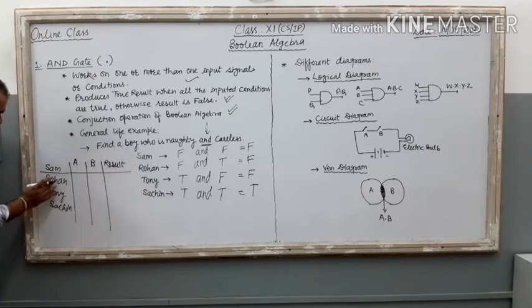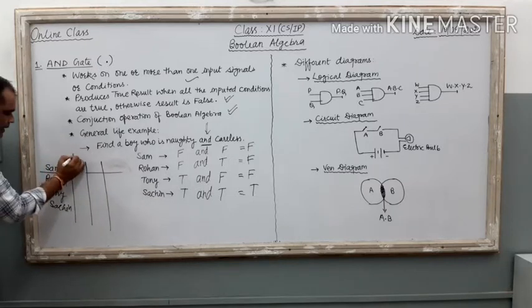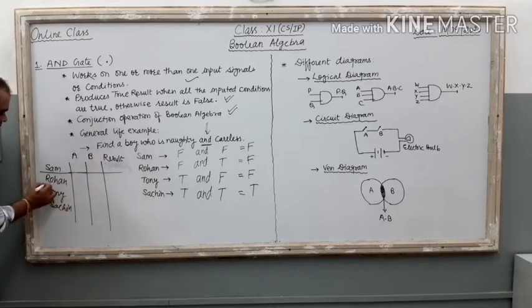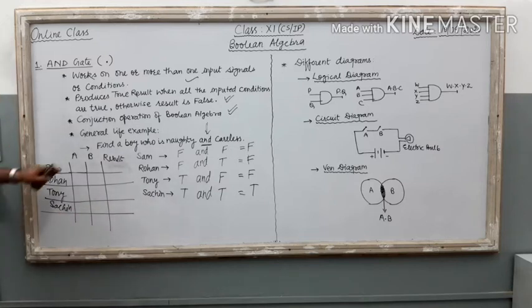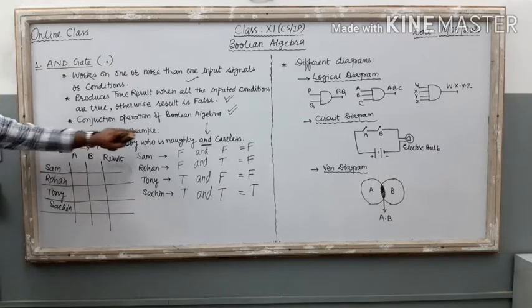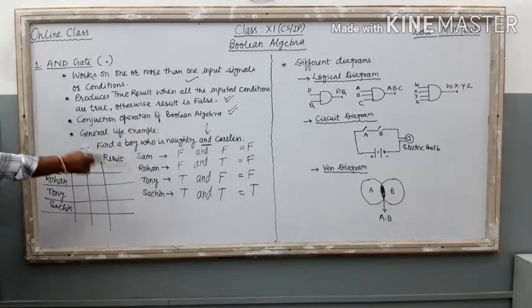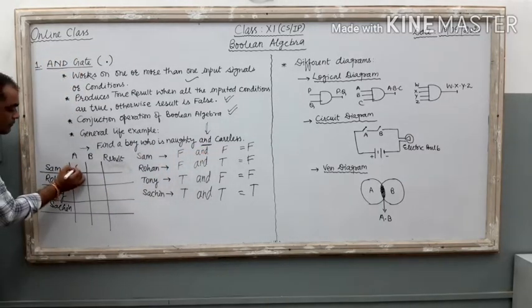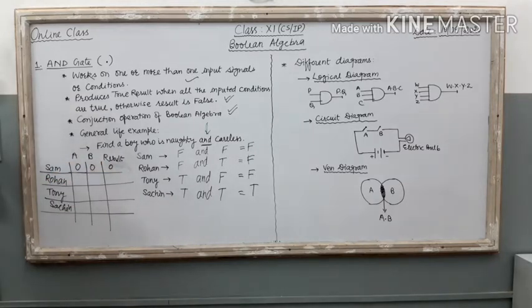So Sam portion. I have to put this line at some height. A, B, then result, right? Now it is visible. Then Rohan, then Tony, then Sachin. These four students are there, two input conditions are there. A represents naughty, B represents careless, and the overall result. So Sam, according to this one, F, false means 0. So Sam, condition 1 is false, condition 2 is false, overall result is false. 0, 0, the result is 0.